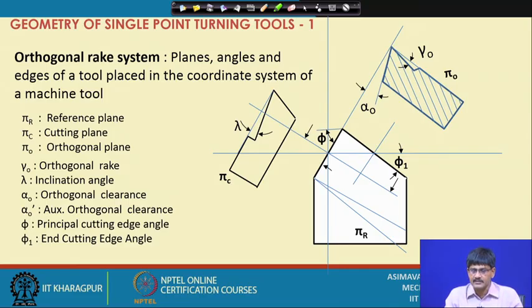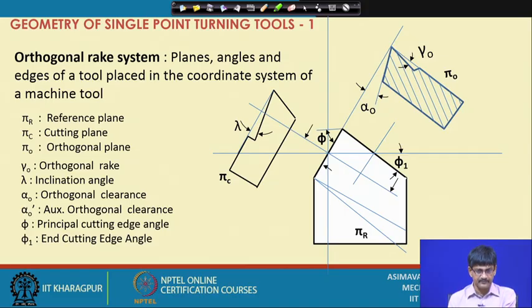So, inclination angle is understood, orthogonal rake is understood, orthogonal clearance is understood, and in this system instead of referring to the approach angle or the side cutting edge angle, we define an angle called principal cutting edge angle. Principal cutting edge angle, just 90 degree minus phi s, and we still have the end cutting edge angle as phi 1. Okay. So, we learn of different angles in the orthogonal rake system.